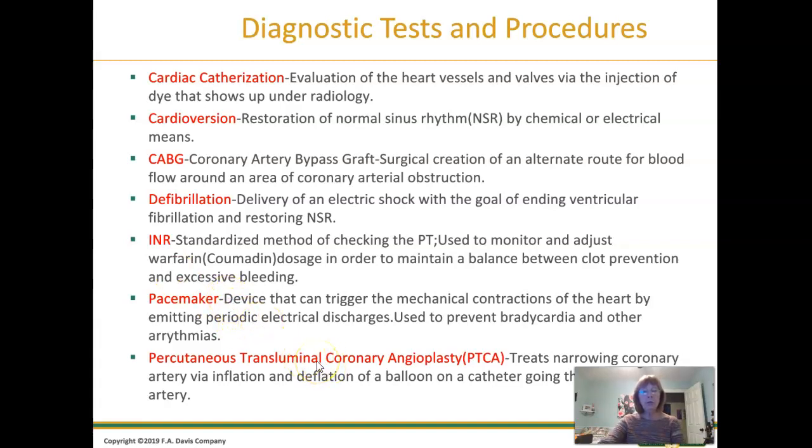The percutaneous transluminal coronary angioplasty treats narrowing coronary artery via inflation and deflation of a balloon on a catheter going through the right femoral artery. So that's what they're doing. They can go up through there, or now they're going into the radial artery. They put this catheter in there, then they slide up a balloon, and then they inflate the balloon, and it breaks up that plaque. It's really cool.